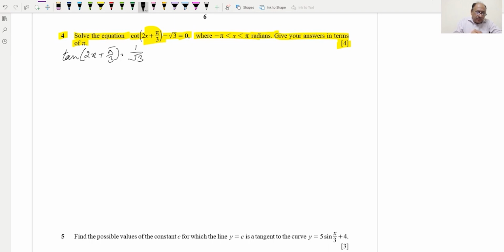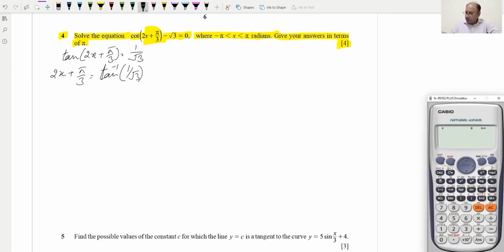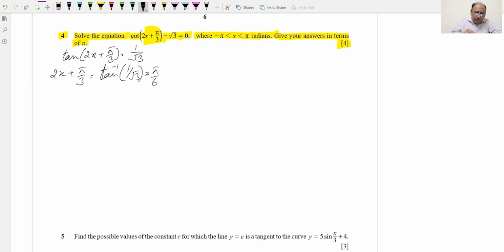Now we can shift tan to the other side, so 2x plus pi by 3 will be equal to tan inverse of 1 over under root 3. So correction, 1 over root 3, and this will be equal to pi by 6. So we can take it as pi by 6. Now this is the principal value which we are getting from the calculator, and now we can figure out the rest of the values.